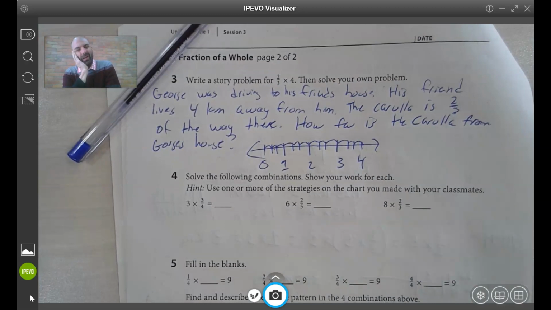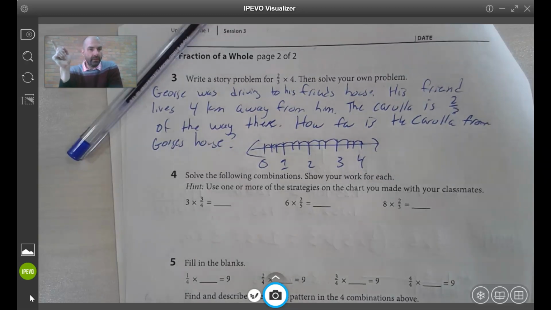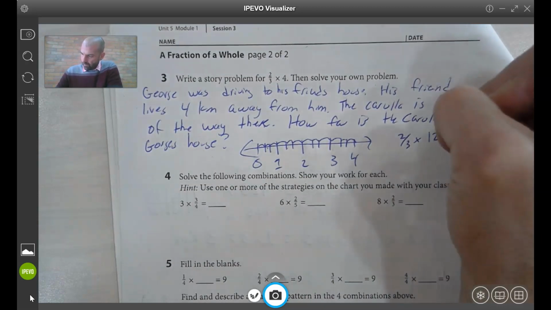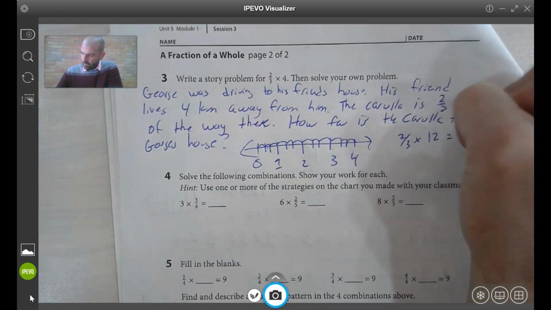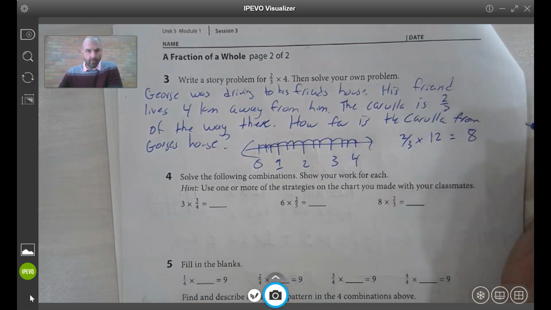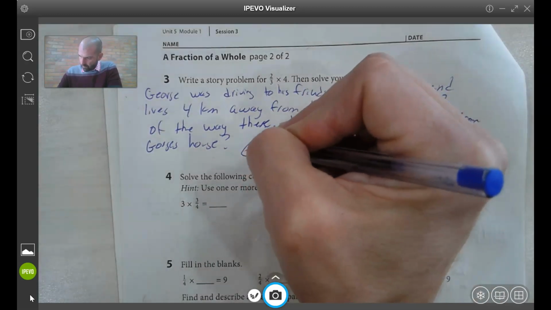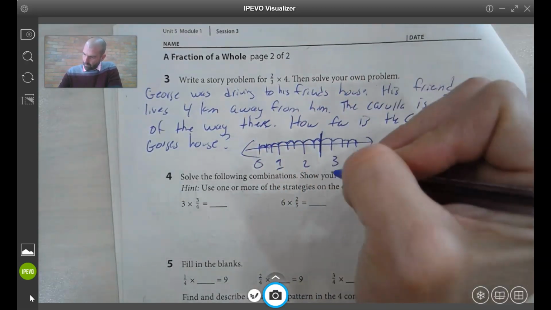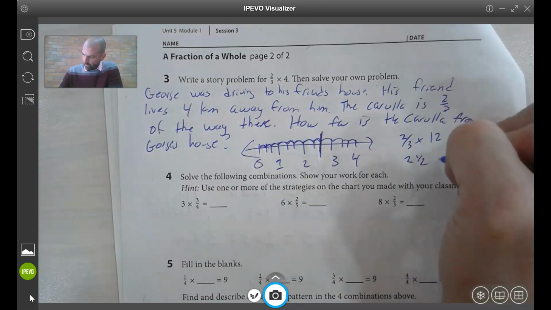2/3 of 12 thirds. Now 2/3 of 12 is easy to figure out because 1/3 of 12 is 6 and 2/3 would be 12, right? Wait, no, what? So if I found 2/3 of 12, that would be 8 because 1/3 of 12 is 4 and 2 is 8. So that would be 1, 2, 3, 4, 5, 6, 7, 8. So that would be here, which looks to be 2.5 kilometers.